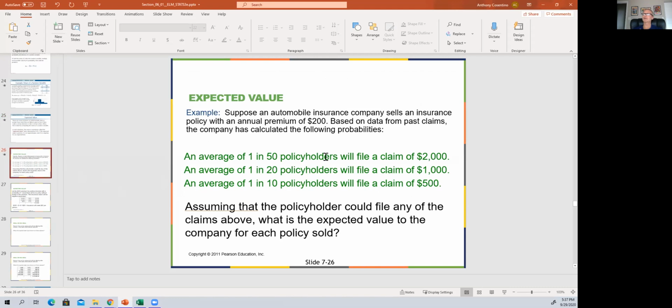The insurance company is charging $200 per person, making it pretty simple. And the idea is that 1 out of 50 people will make a claim of $2,000, 1 out of 20 people will make a claim of $1,000, and 1 out of 10 will make a claim of $500. So how do we set that up in a little table here?